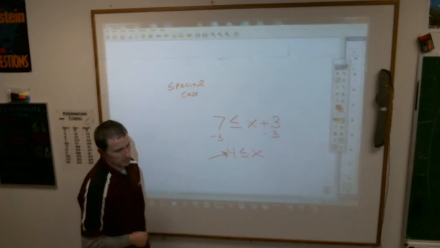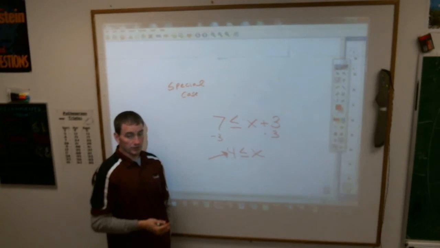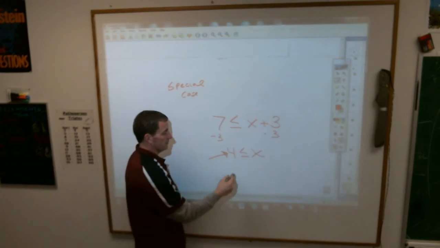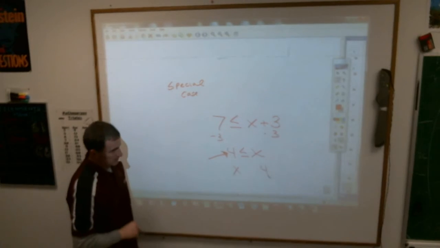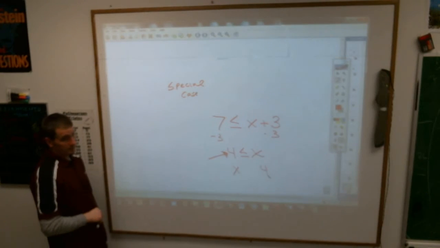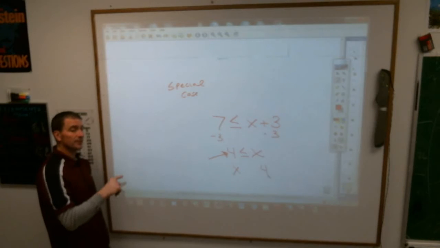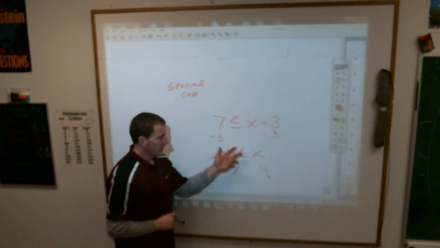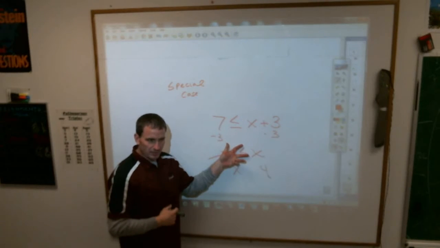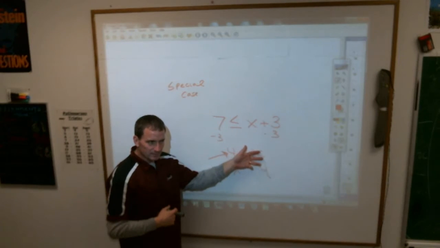It says 4 is less than or equal to x. We want the x to be first. So I can flip them around, except if I flip them around, I've also got to flip the sign around. Okay? And it makes sense because Mr. Alligator, as you were taught back in whatever grade, is eating the bigger one.